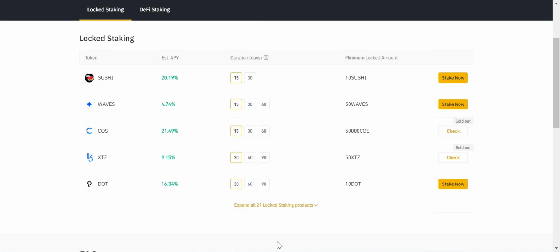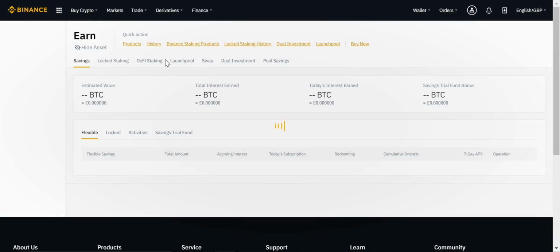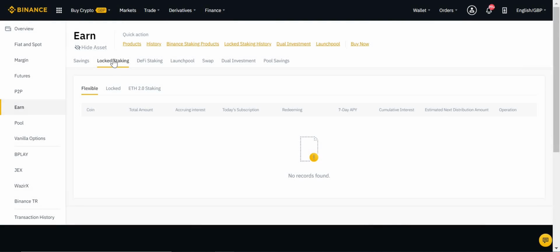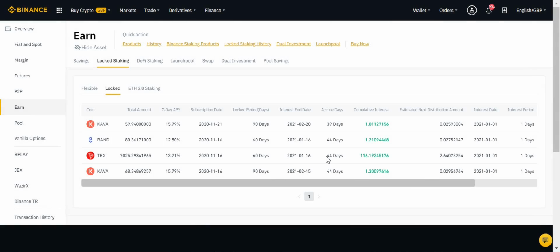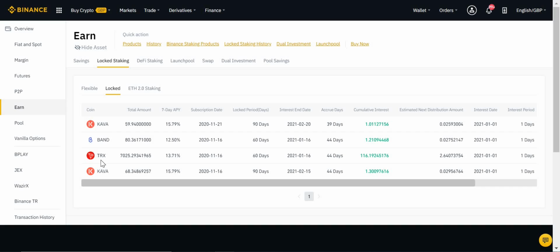And I will show you how that worked for me. So I go to earn. I go to locked staking. And I go to my locked coins. Here we go. So these are the coins I decided to stake. And I'll talk you through this table here, and we'll see how much money I've made. So I had Carver, Band, Tron that I staked. And I was able to lock in an APY, annual percentage rate, of nearly 16%. Pretty good. Better than you're going to get at most banks nowadays.